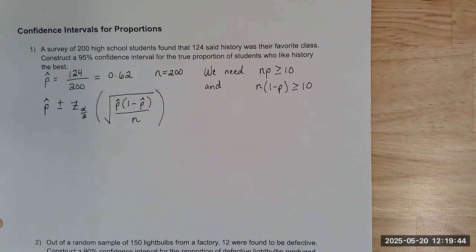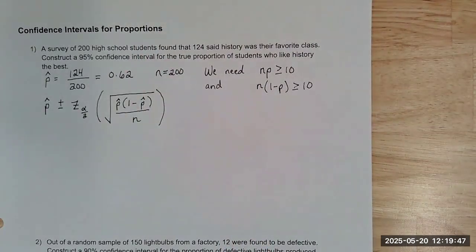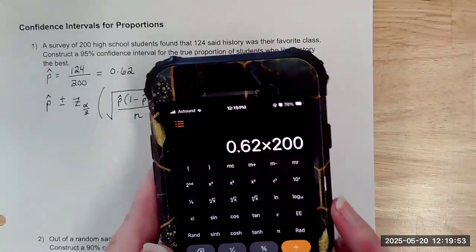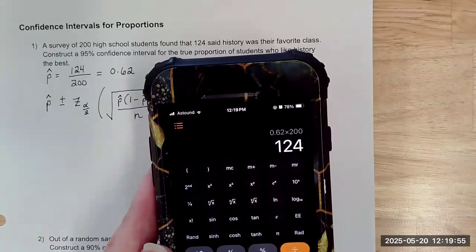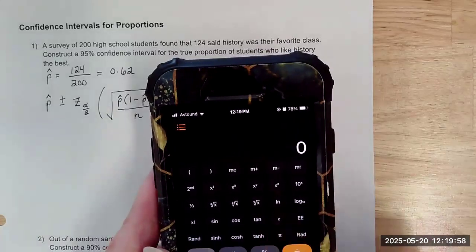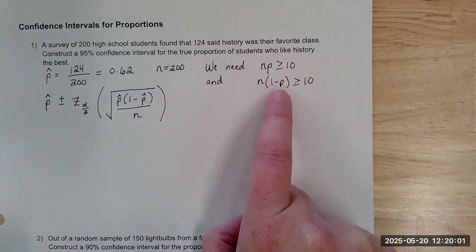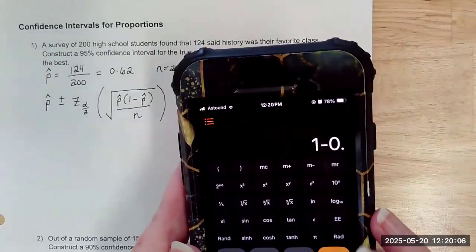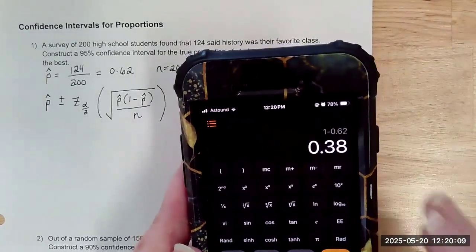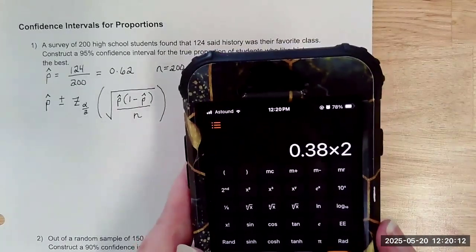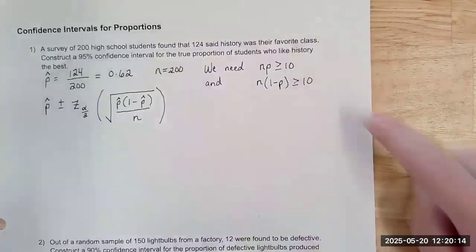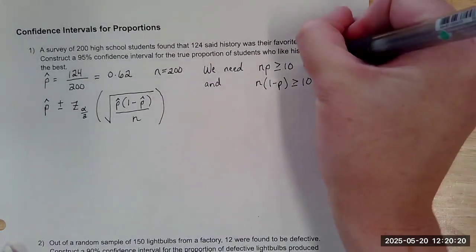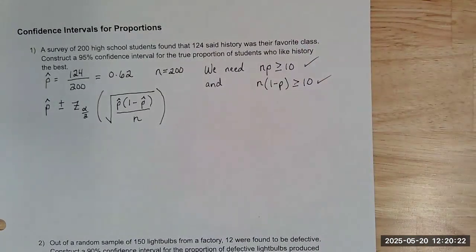Okay, so what we have to check is that 200 times 0.62 is at least 10. 0.62 times 200 comes out to be 124, so we're okay there. But I also have to check that n times 1 minus p is greater than 10. So 1 minus 0.62 is 0.38, and we're going to multiply that by our 200 as well. That came out to be 76. They're both at least 10, so we're good to go. So in this case, we met those requirements.